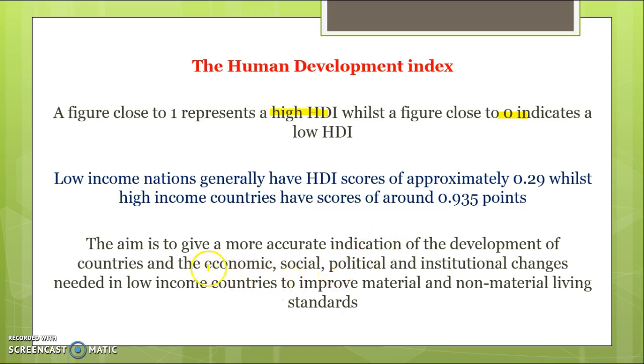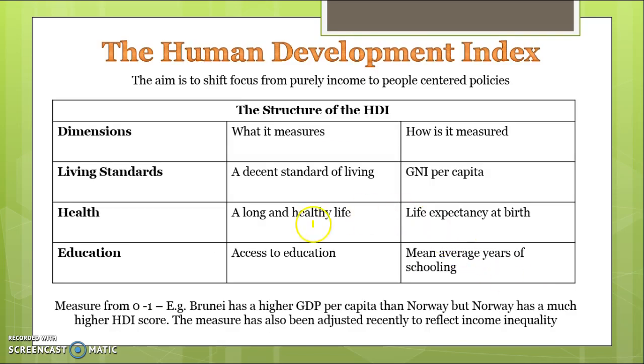The aim of these is to give a more accurate indication of the development of countries by taking into account other things besides economic factors, but also a range of social indicators as well, which gives a better indication of both material and non-material living standards. So the Human Development Index, basically three things: living standards, health and education, measured by GNI per capita, life expectancy at birth, and mean average years of schooling.